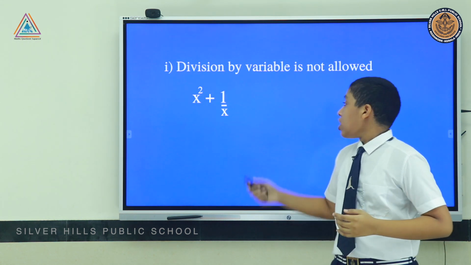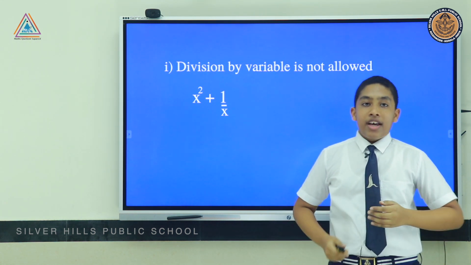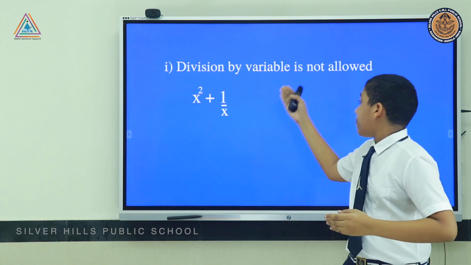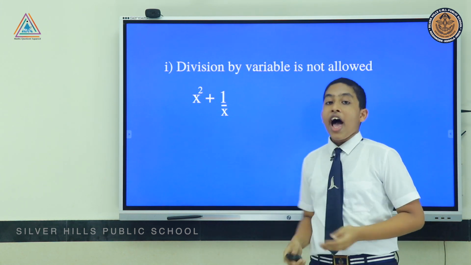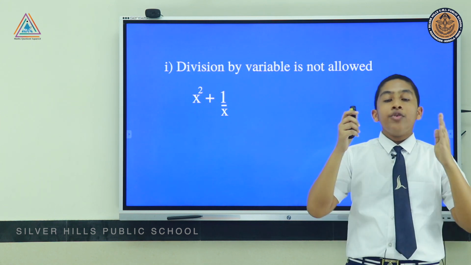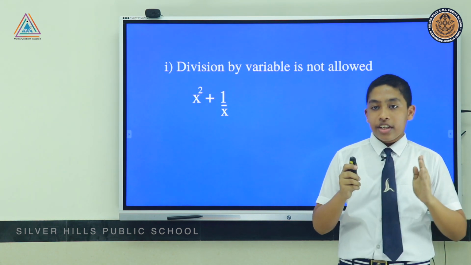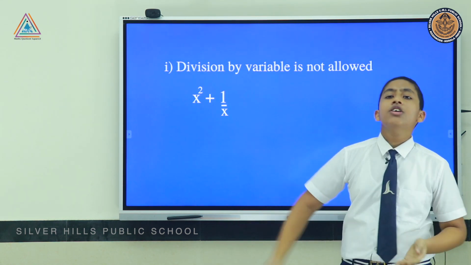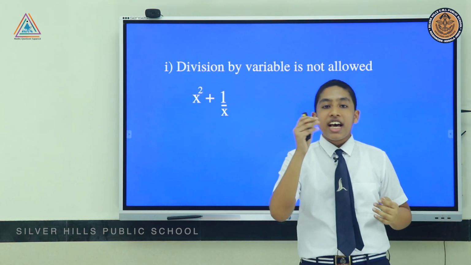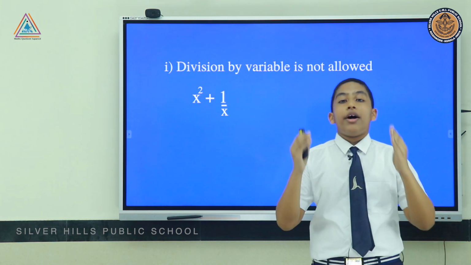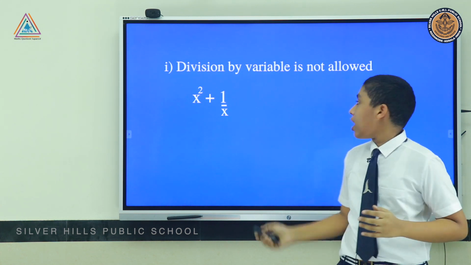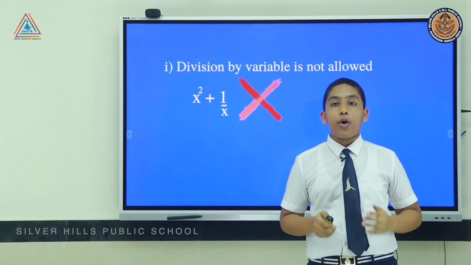For example, x square plus 1 by x. As you can see, I am dividing 1 by the variable, and we have also studied that we should get a non-negative integer power. So if I ask you, is it an algebraic expression? Yes, it's an algebraic expression. But if I ask you, is it a polynomial? No, it's not a polynomial.